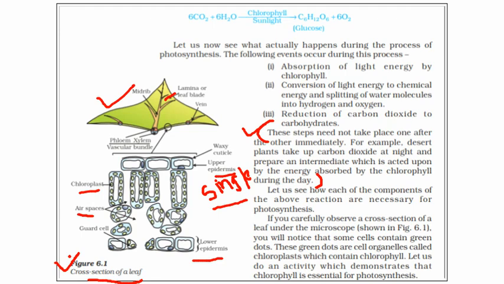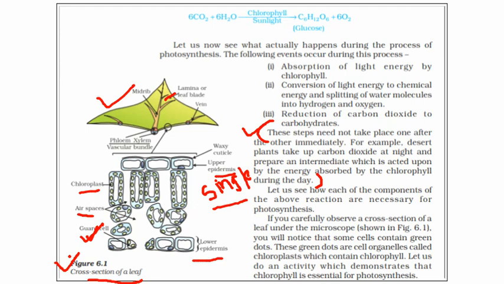This is the upper layer, that's why we call it the upper epidermis, and this is at the lower part, that's why we call it the lower epidermis. It refers to a single layer of cells on the lower surface of the leaf, and that contains the stomata as well as the guard cells. Clear?